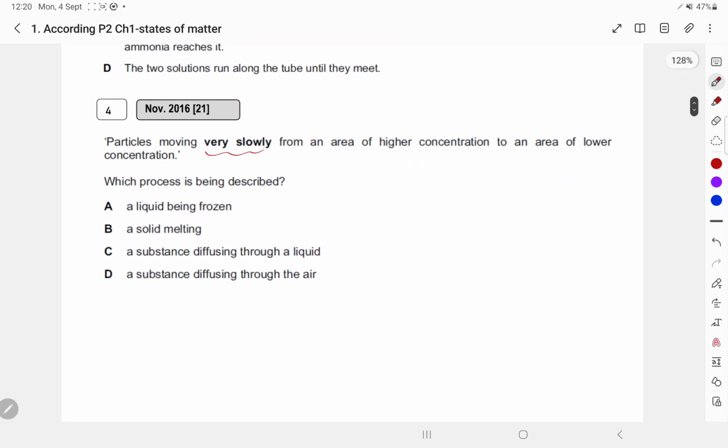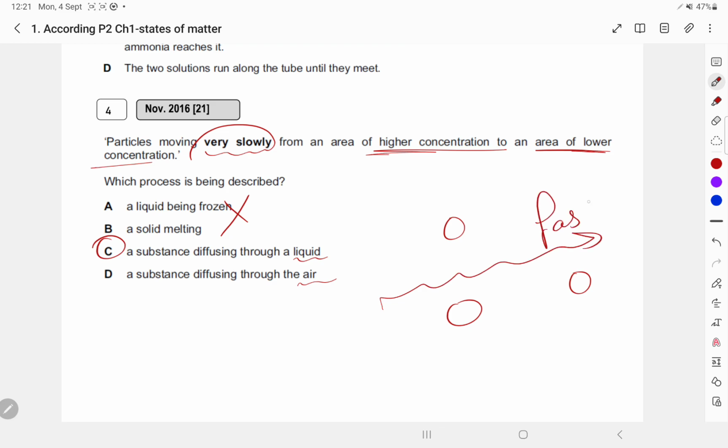Particles moving very slowly from an area of high concentration to an area of low concentration. This is clear that this is diffusion, because it is movement from high concentration to low concentration. This is not a change of state, it is diffusion. So the first two answers are incorrect. Is it diffusion through a liquid or through air? Actually, it will be through liquid, because in air the diffusion will happen very fast because there are large spaces between the particles. But through the liquid, the diffusion will be much slower because there are much smaller spaces between the particles.